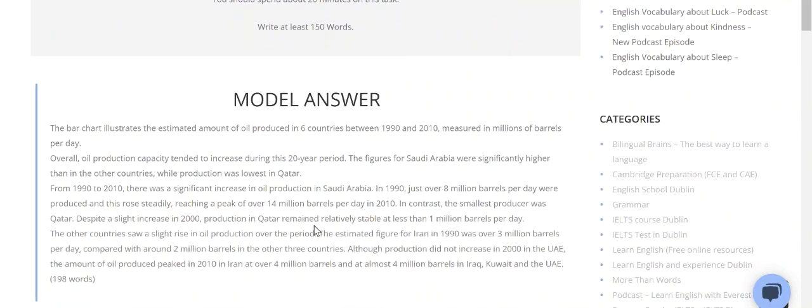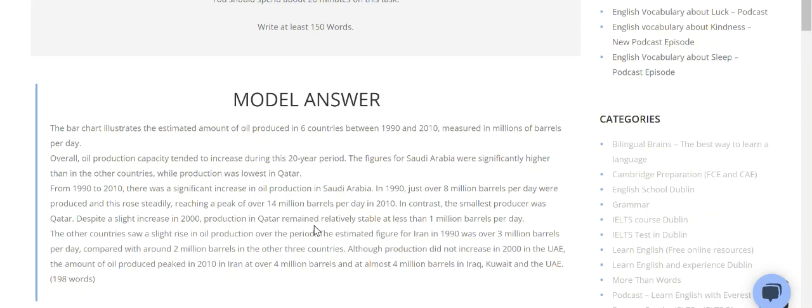From 1990 to 2010, there was a significant increase in oil production in Saudi Arabia. In 1990, just over 8 million barrels per day were produced, and these rose steadily, reaching a peak of over 40 million barrels per day in 2010. In contrast, the smallest producer was Qatar. Despite a slight increase in 2000, production in Qatar remained relatively stable at least 1 million barrels per day.